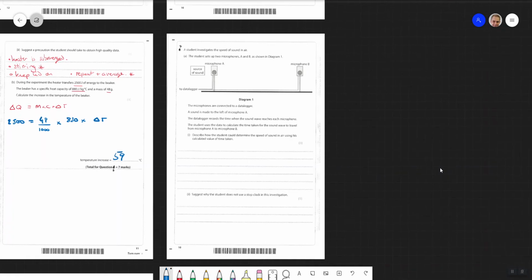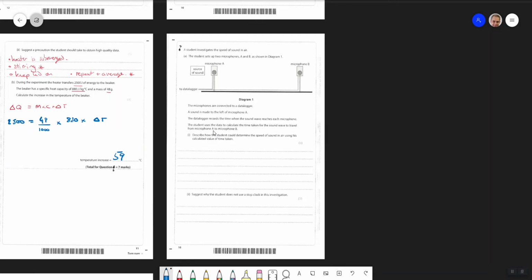A student investigates the speed of sound in air. So we've got a microphone, a second microphone, and a data logger. A sound is made to the left. The data logger records the time when the sound wave reaches each microphone. The student uses the data to calculate the time taken for the sound wave to travel from A to B. Describe how the student could determine the speed of sound in air using his calculated value of the time taken.